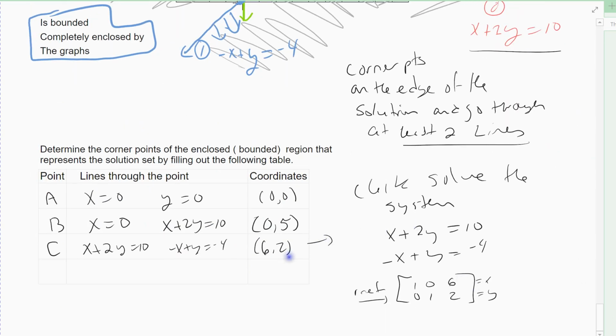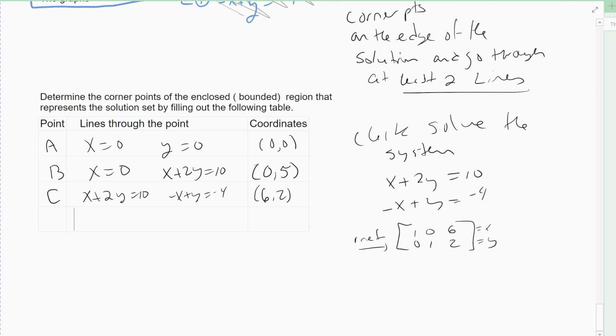Alright, and another way you could check it is plug it in. You could take your 6 and your 2 and plug it in. So if I plug 6, 2 in here, I get 6 plus 2 times 2, which equals 6 plus 4, which comes out 10, and that checks. And then you check this one, negative 6 plus 2 does come out negative 4. And so that's another way you could do it too. You could just plug and chug to make sure your point is the right point.